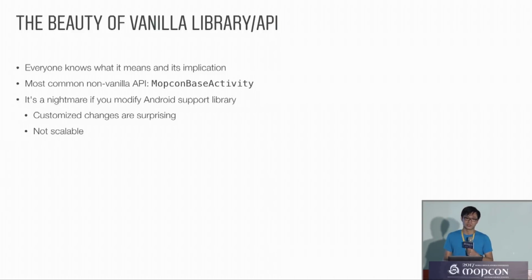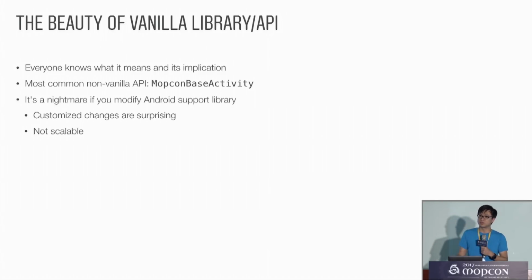An activity in Android usually calls onCreate first and onDestroy, and onDestroy will always be called when the activity is destroyed. Maybe MOPCON-based activity doesn't do that, or doesn't call it in pairs, or tries to finish and return beforehand. So then it changes the implication, and when people work on such code, it's really hard to work on it. So try to call the vanilla library, or you can call it the built-in library, as much as possible.